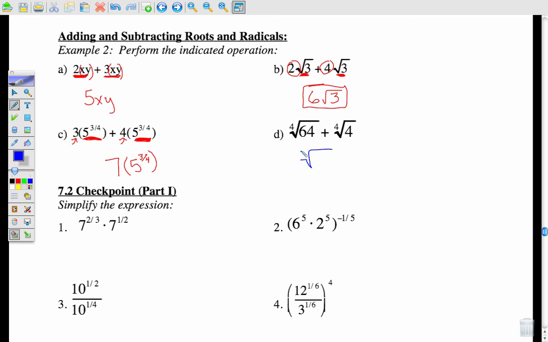Last example, the only weird part here is that these are not the same. So don't be one of the people that combined these to be the 4th root of 68. No, that is not correct. You cannot put those together because they are not the same. Oh, you could multiply them. If this was multiplication, you could multiply them. But you can't add or subtract unless things are the same.